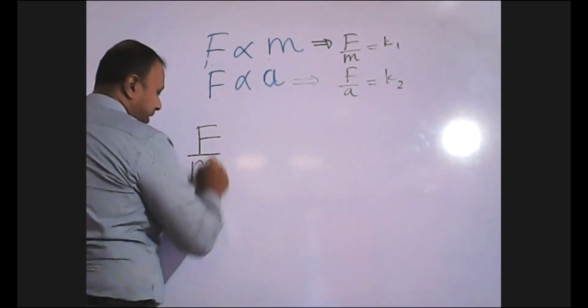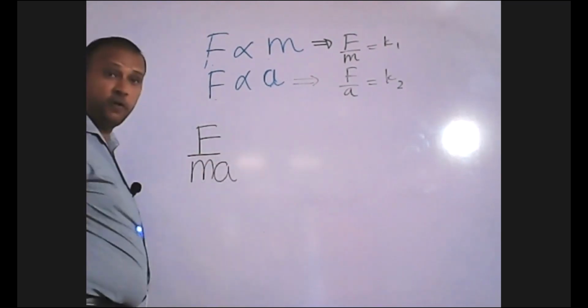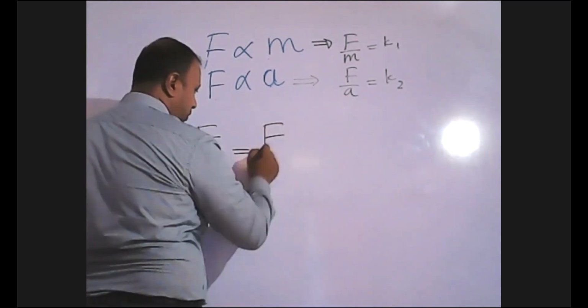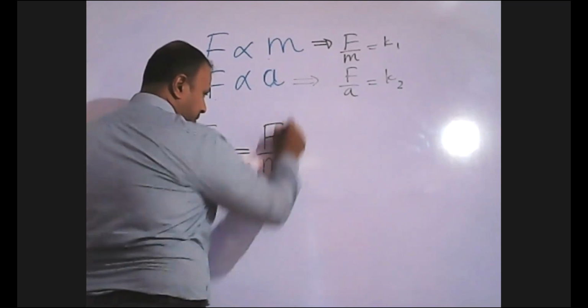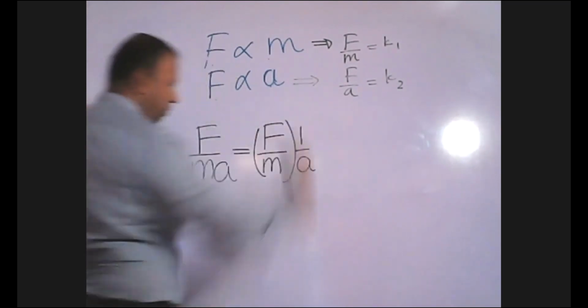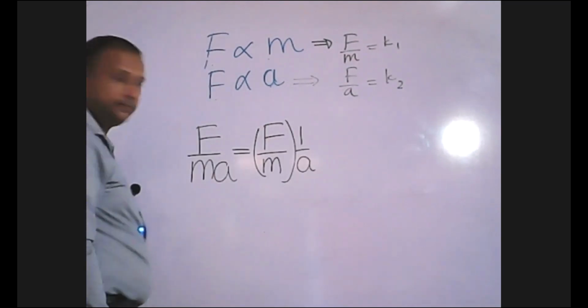F over MA. F over MA. I can write this one. First thing, F over M into 1 over A. ඔන්න මම ලියුවා. This is the first string.